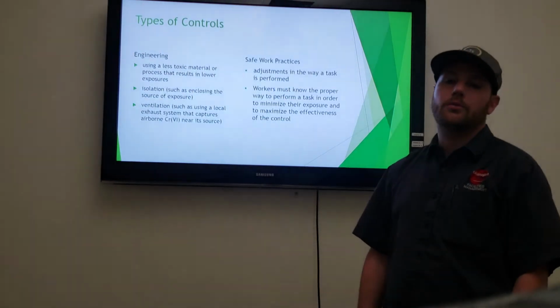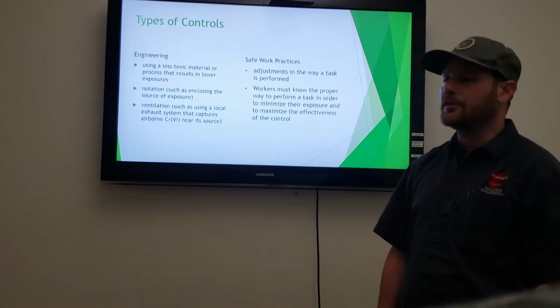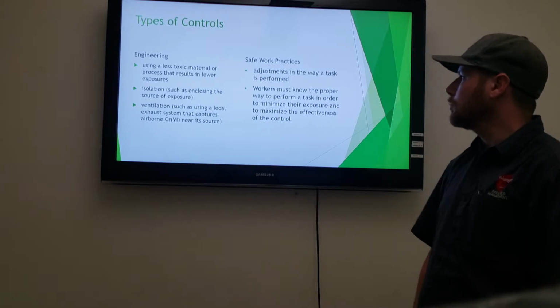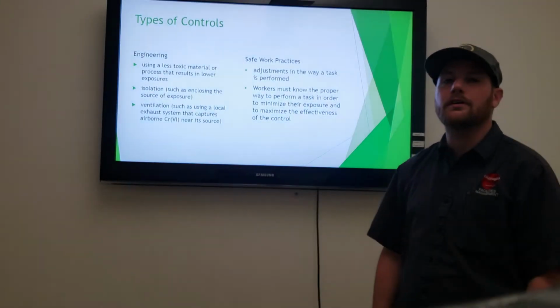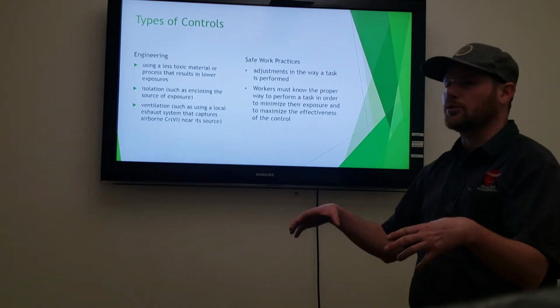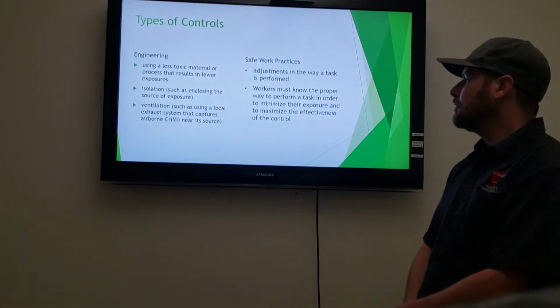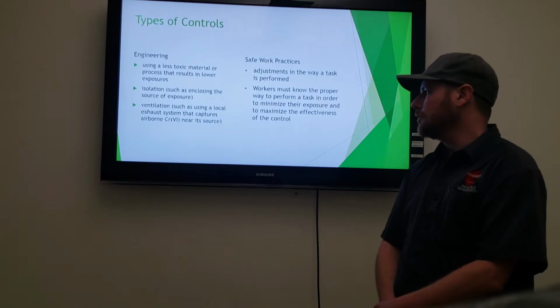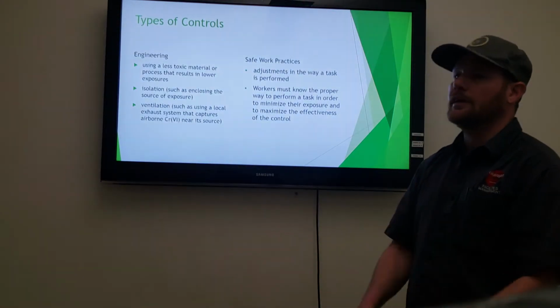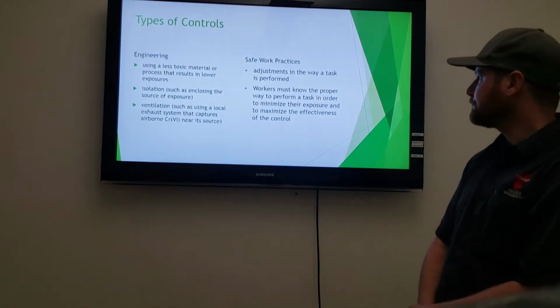The types of controls that we were discussing previously would be engineering, such as using less toxic material or a process that would result in a lower exposure; isolation, such as enclosing the source of exposure; and ventilation using a local exhaust system that would capture the airborne chromium and expel it from the area.